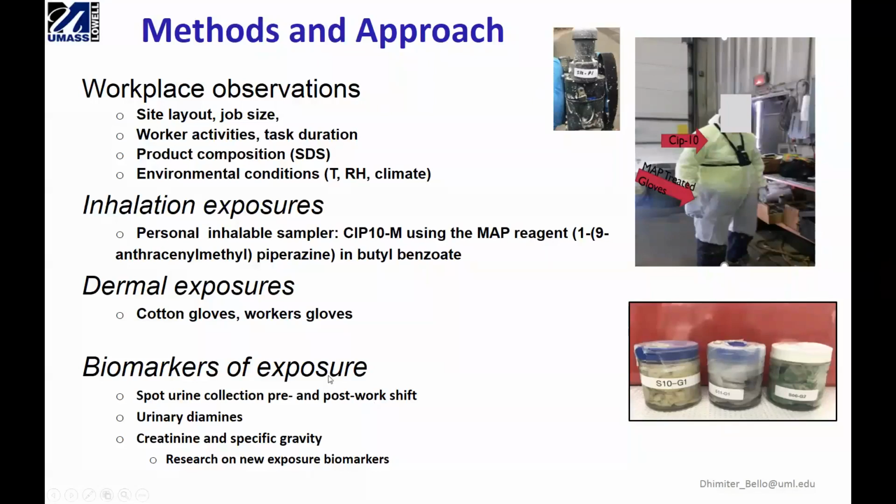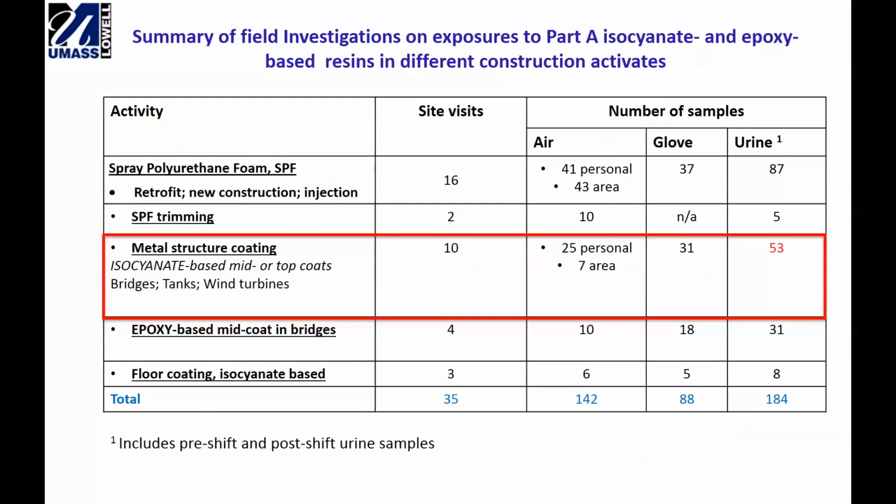For our spot urine pre and post, we measure urinary biomarkers for isocyanates, which in this case are diamines. We are working on other new generation of biomarkers, but I will not present data on that today, as well as measuring of creatinine and specific gravity. All of these samples at the end of the shift are put in cold coolers, kept away from light. We take good care of them until they reach the lab and are processed.